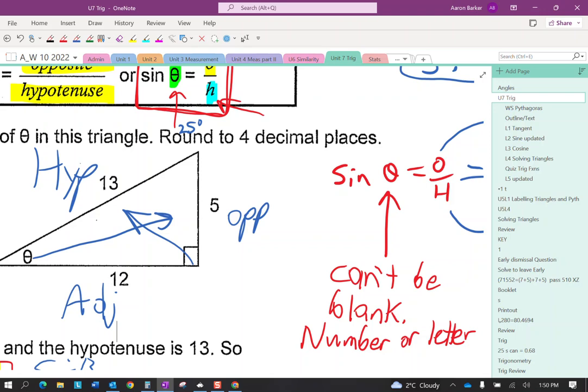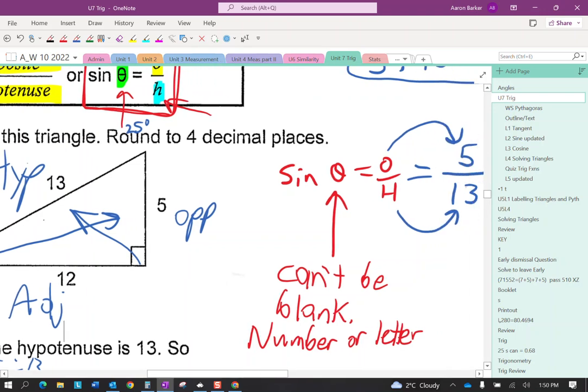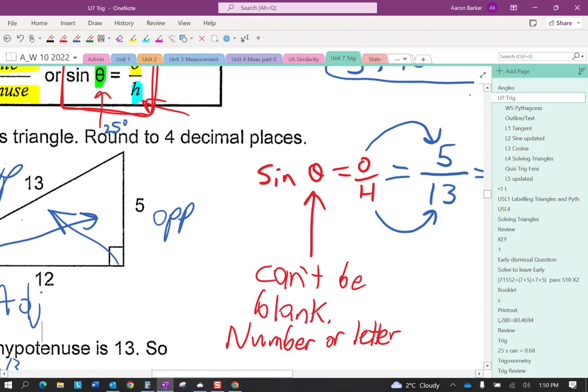We labeled our HOA. It's 5. Good job. Okay. And what's the H value? 13. So now we make a fraction, 5 over 13. Don't forget your equal signs. I'm not sure why you guys never write them. Okay. It's like missing half a sentence.